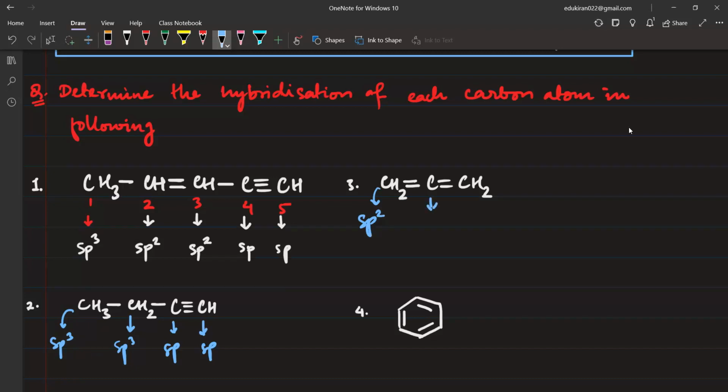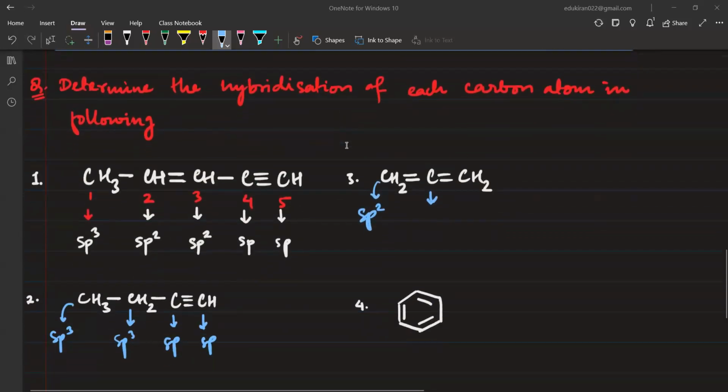Now what about this one? How many double bonds does this one have? 2 double bonds. Look at the chart. What will be the hybridization? sp. And what about this one? sp2, right? Now all of these are carbon atoms. Maybe you have not seen the structure before. All of these are carbon atoms.